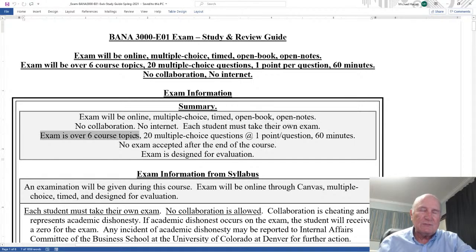The exam is over 6 course topics, and I'll show you what they are in just a minute. 20 multiple choice questions, 1 point per question in 60 minutes. No exam accepted after the end of the course. And the exam is designed for evaluation. In other words, I'm not going to try to ask you things you don't know or try to trick you. I'm going to ask you things you should know, and I'll even tell you the area of the question, and in some cases the exact question.